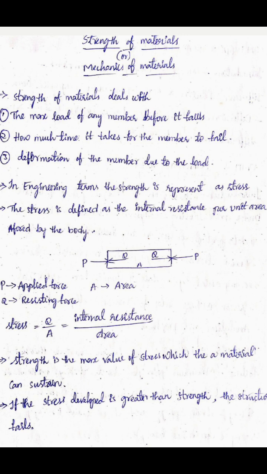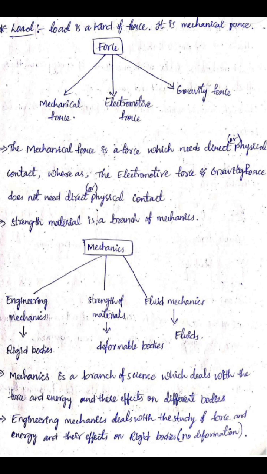You can see in the figure there, P is the applied force, a compression force applied on a body, Q is the resistance force by the internal force of the body, and A is the area. So stress equals internal resistance by area, that is Q by A. We can also write stress equal to P by A, that is applied force by A, but within the elastic limit, because within the elastic limit P will be equal to Q. Strength is the maximum value of stress which the material can sustain. If the stress developed is greater than the strength, then the structure will fail.